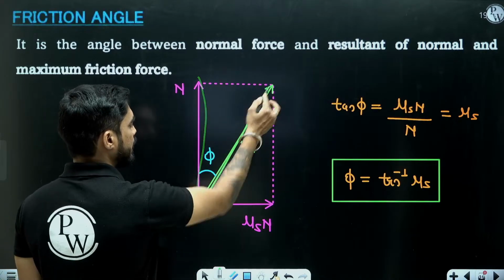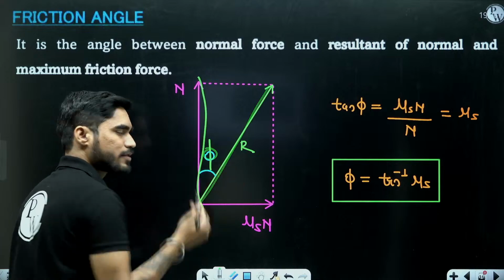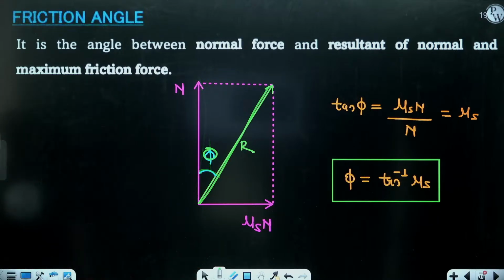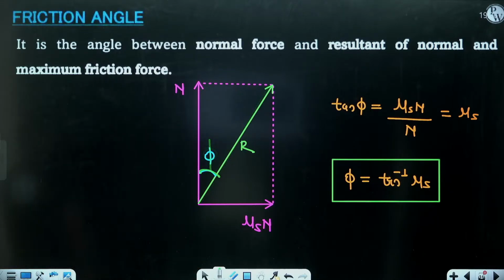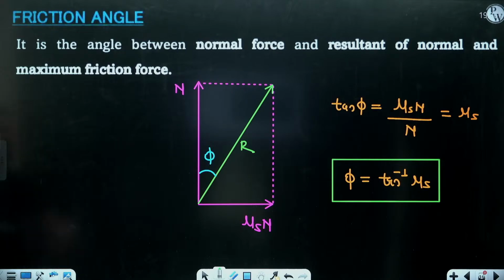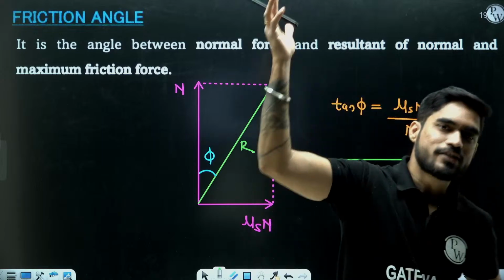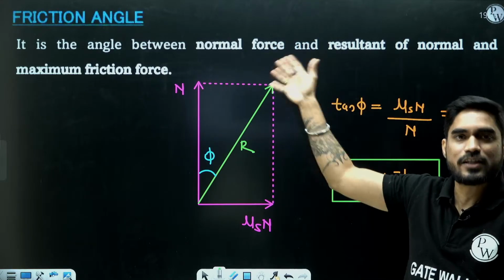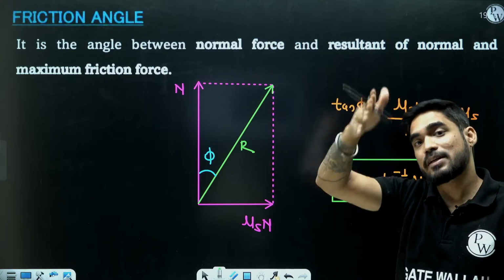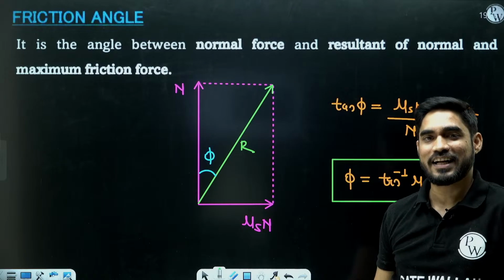Take the resultant at an angle phi with the normal force. So it can be used to replace N and mu N. That is one use, and there are other uses that you will see in future. Even in different subjects you will be using this friction angle. For example, in machine design you will see the use of friction angle.